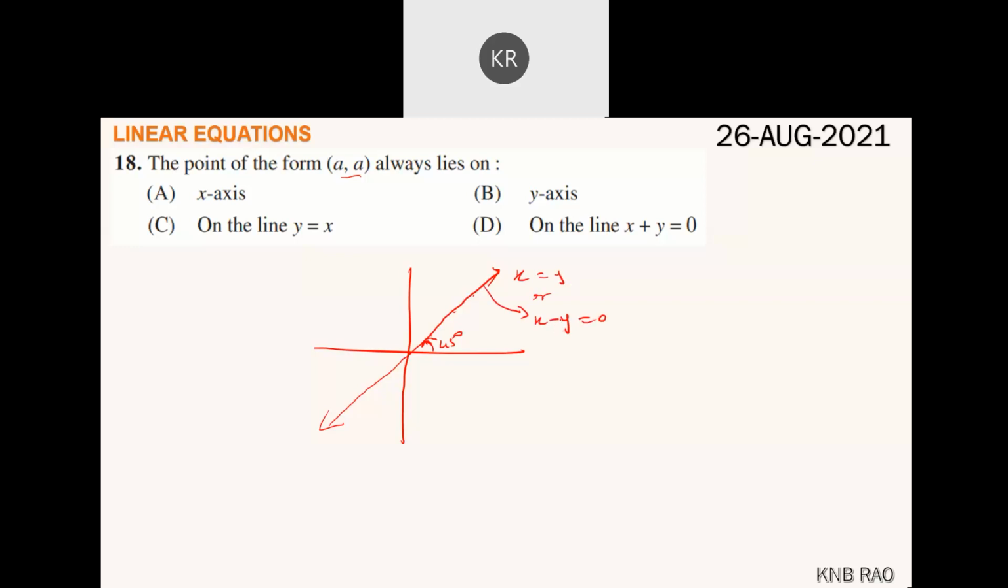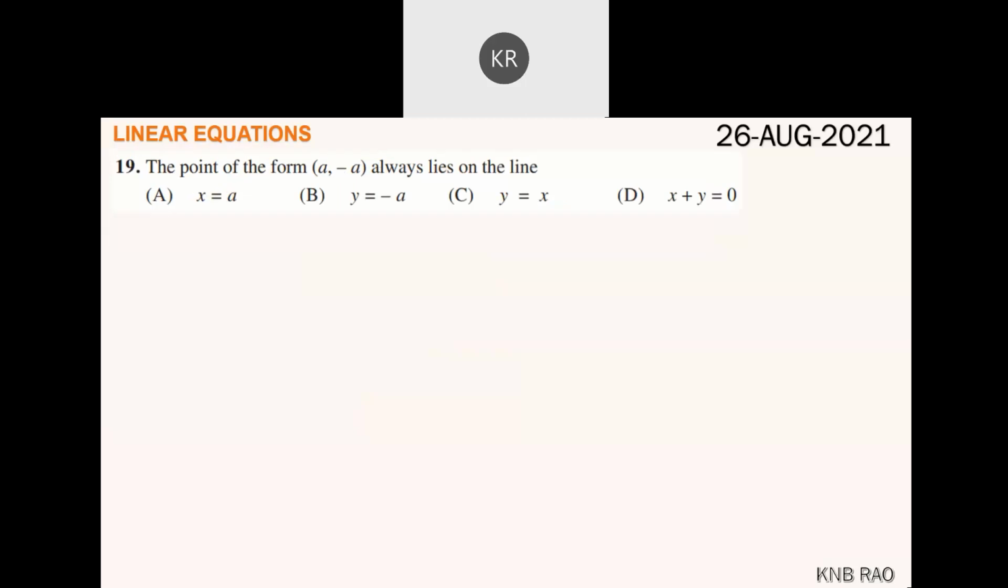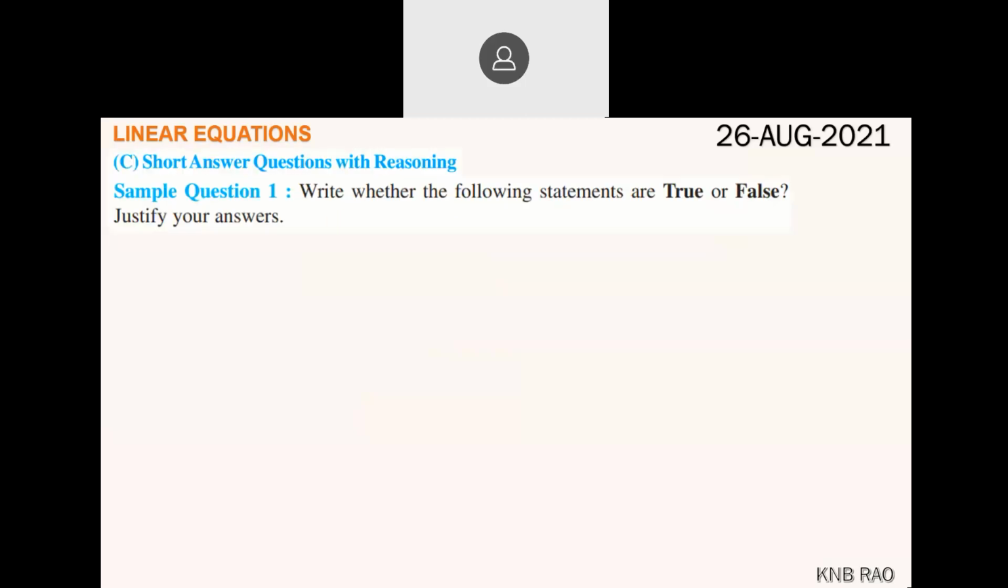Understood? Tell me, Vinayak. Understood, sir. Now we will move on to the next variety of questions. What are the next variety of questions, children? Short answer, true or false type. These are also objective type questions only. If you do not know, they may give this type of questions also. So let us go on.